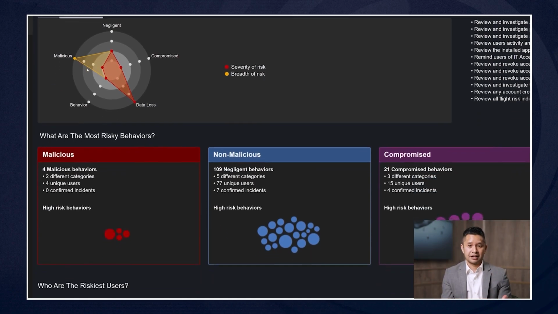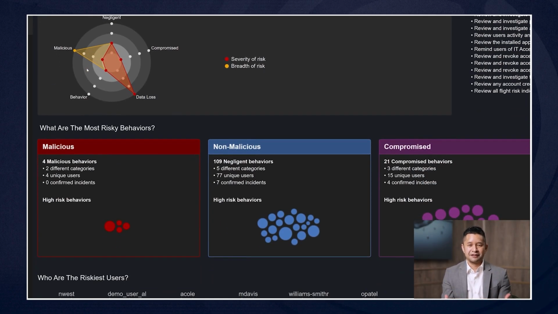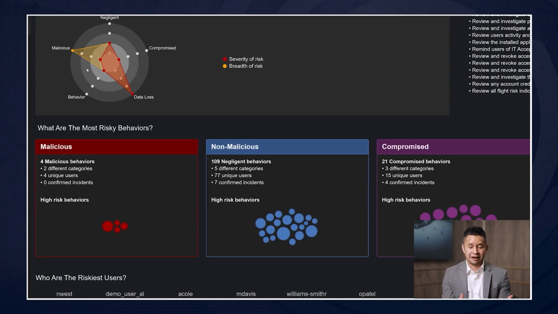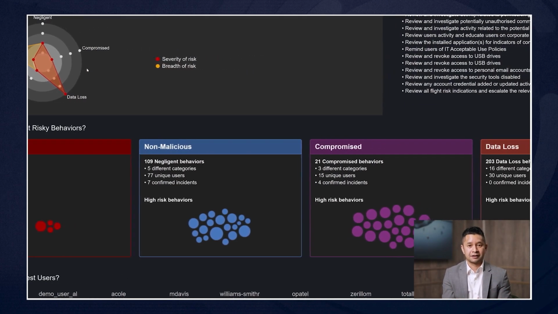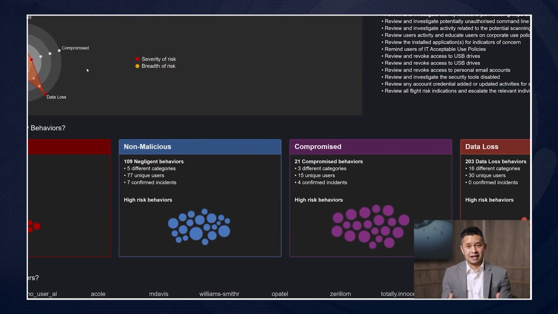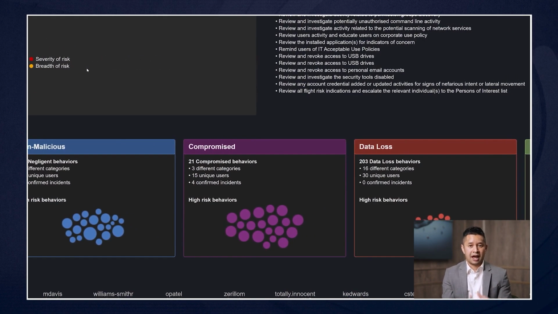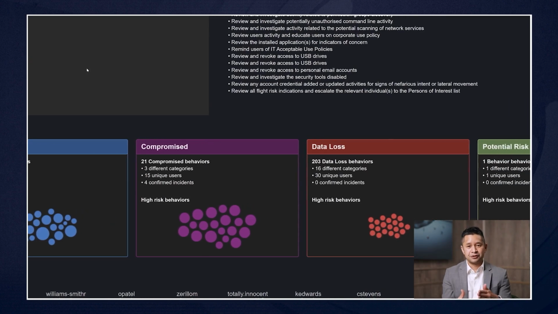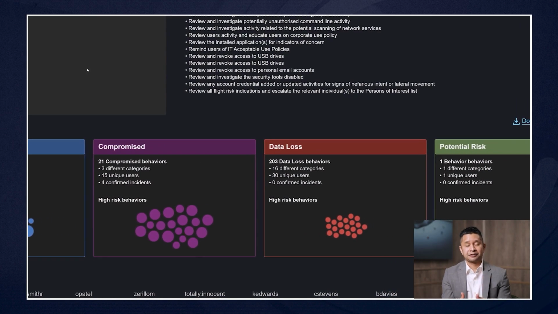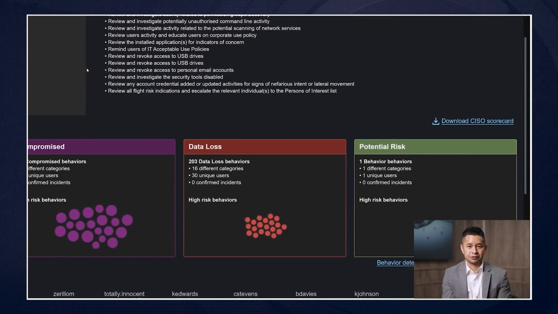The first category, malicious users. Individuals that are concealing their activities or trying to hide their tracks. Negligent users. Individuals that might be just trying to get their job done, but they're introducing risk by using unapproved tools. And compromised users. Individuals that are outside the organization that have gained access to user account credentials.